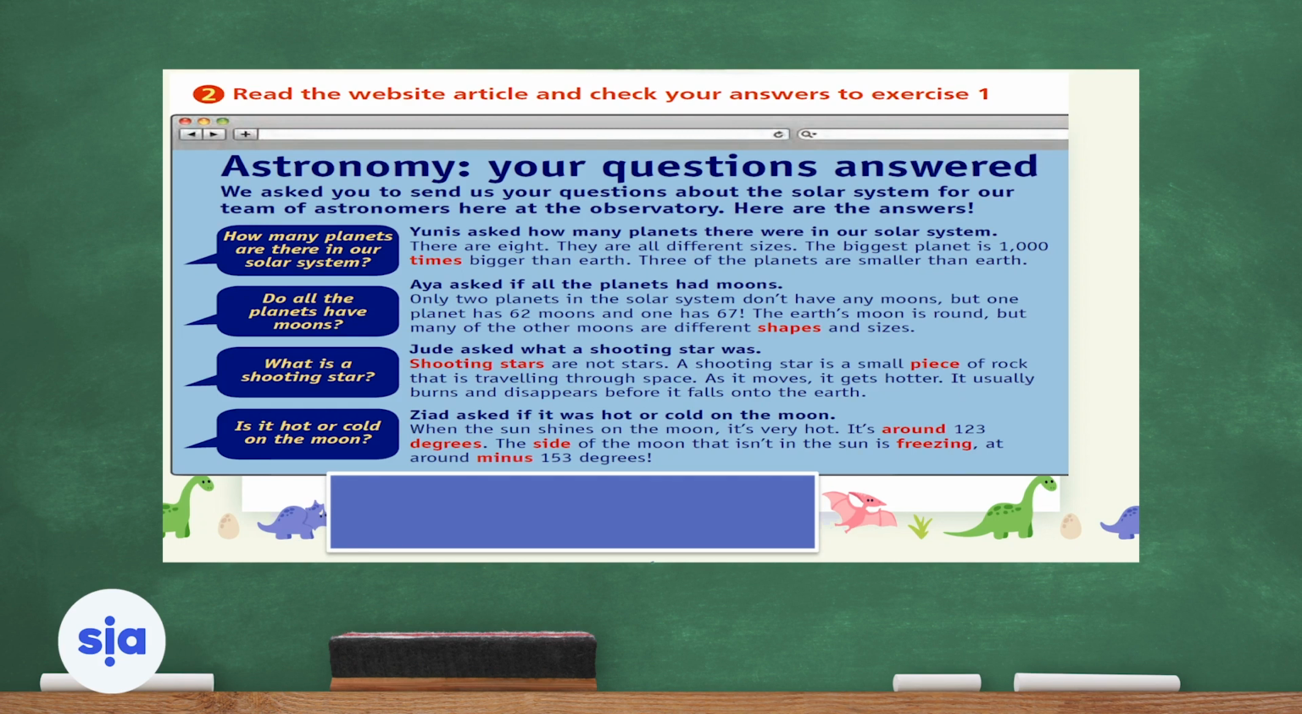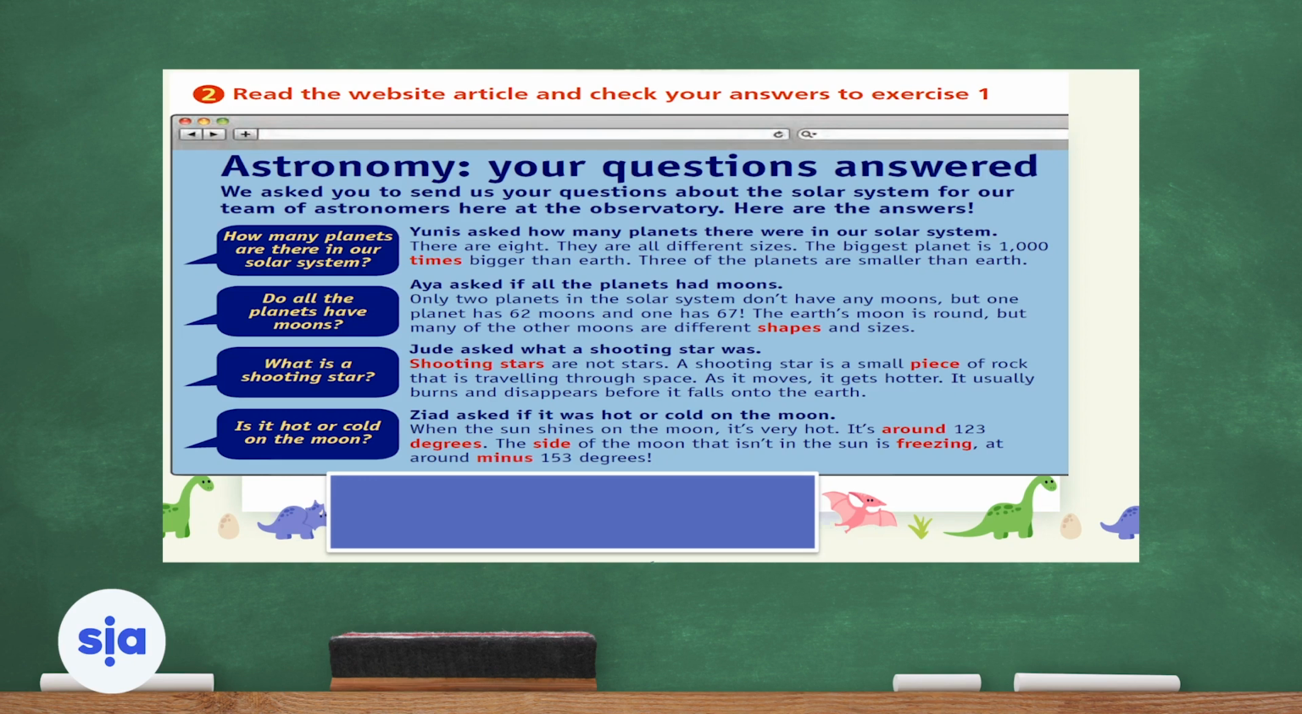Now, the next question is, what is a shooting star? Jude asked what a shooting star was. Shooting stars are not stars. A shooting star is a small piece of rock that is traveling through space. As it moves, it gets hotter. It usually burns and disappears before it falls onto the Earth.